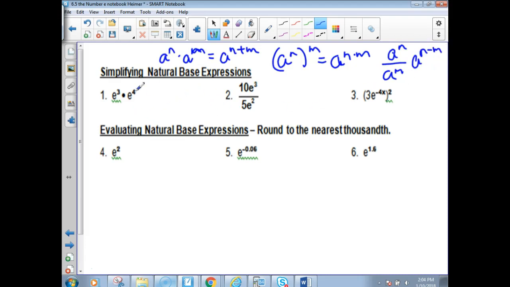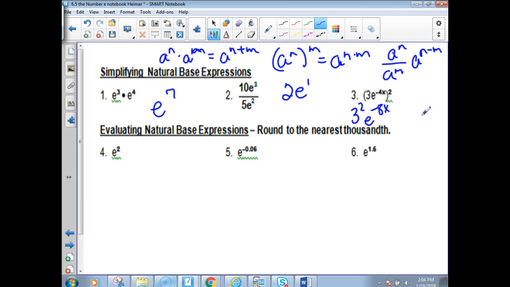So you simplify these the same way. So this would be e to the 7th, you add. This one would be 2e to the 1st, because you divide 10 and 5, and you subtract 2 from 3. And this one is a power of a power. It's going to be 3 to the 2nd, e to the negative 8x.